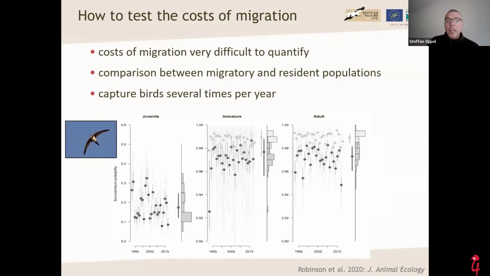catching the birds several times over the year so that you can then estimate both the survival during the season when they're in Switzerland breeding and while they're on migration. And you can see that the survival during the breeding season, which is here in light gray, is slightly higher than the survival during the non-breeding season when the birds are in wintering grounds and on migration.